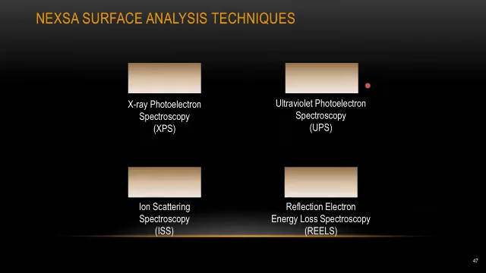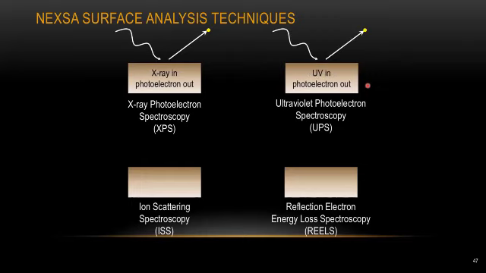So let's recap what we have for XPS. For XPS, we are shooting a sample with some X-ray and getting some photoelectrons out from the sample surface. For UPS, that stands for ultraviolet photoelectron spectroscopy, instead of using X-ray, we're shooting a sample with some kind of UV light, but we're still getting some photoelectrons out from your sample surface.